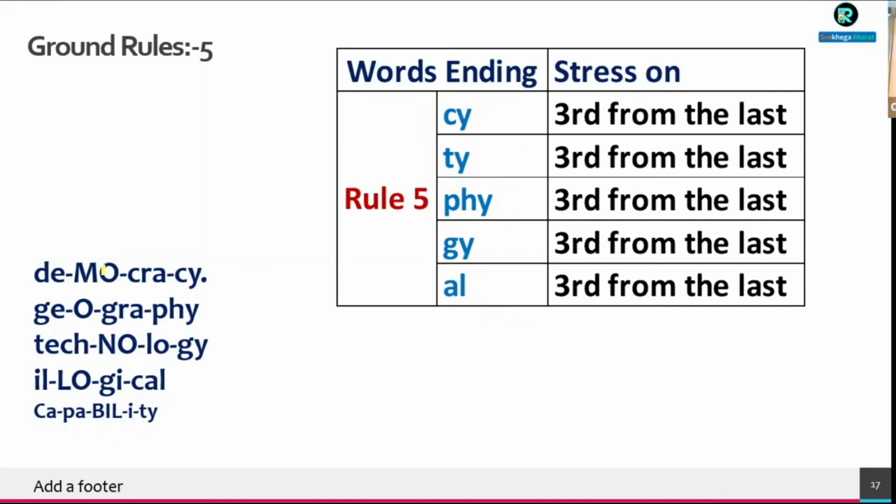For example, we don't say democracy. Now let me read it wrongly. Democracy, democracy, democracy. Can you see? I'm sounding weird. So all are wrong. What is right? Democracy. So MO is getting the stress. This is one, two, and third. The third one we have to stress.